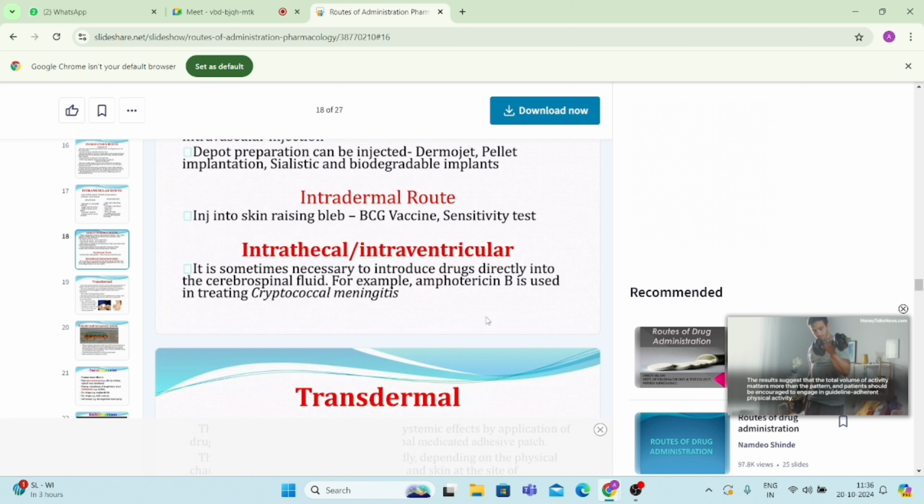Now coming to the intradermal route. Intradermal in the sense, here you will be giving into the dermis of the skin. An example is the BCG vaccine which will be given during your childhood. Okay, and next is the sensitivity test.